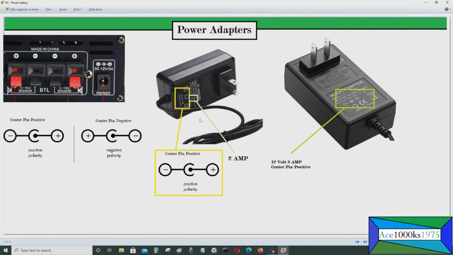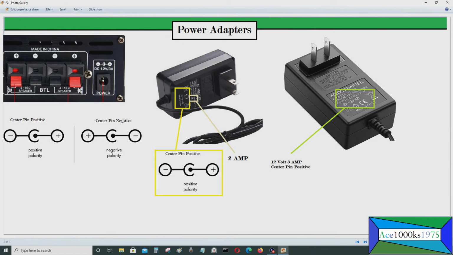So for this one right here, this one is center pin positive, so this would be the right power supply for your product if it was this product right here. And for this power adapter, this says center pin positive, so this is the right power supply for your power adapter.